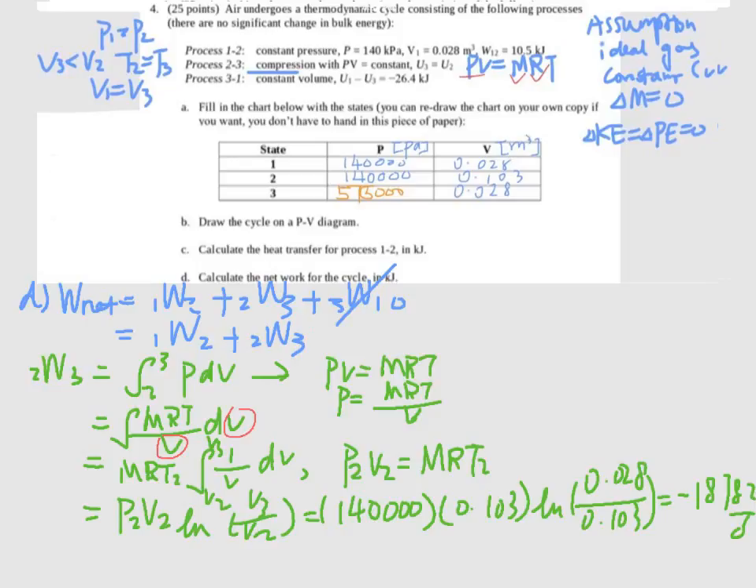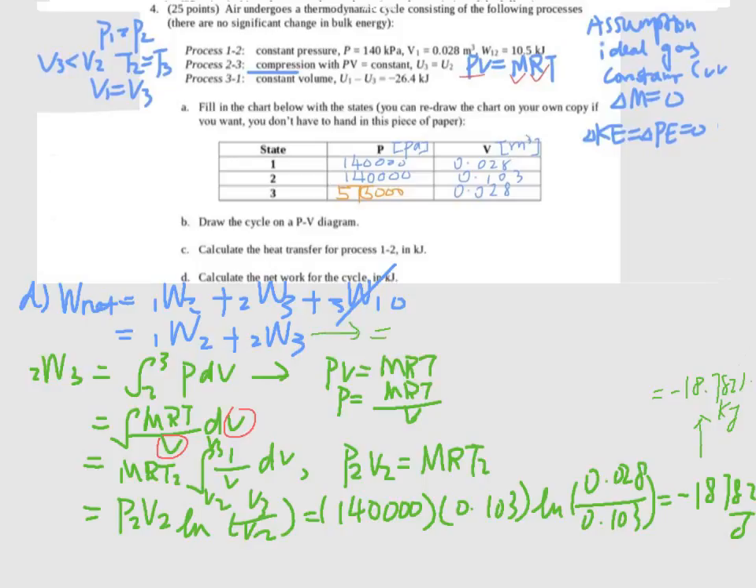I'm going to make this a little thinner because I don't have enough space. So this is going to give us negative 18.782 kilojoules. I'm going to write it here, kilojoules. Okay, so now we're just going to plug that number back into our equation here.